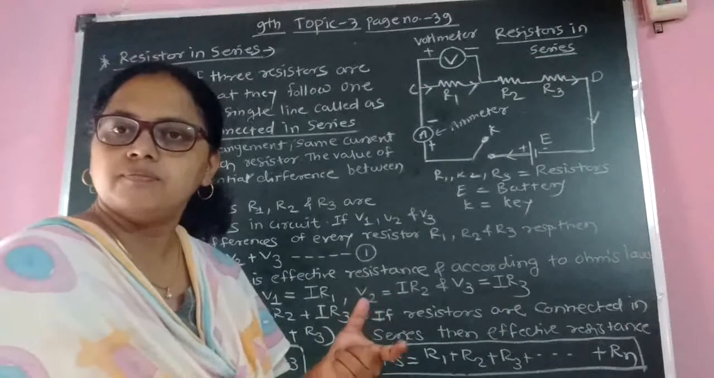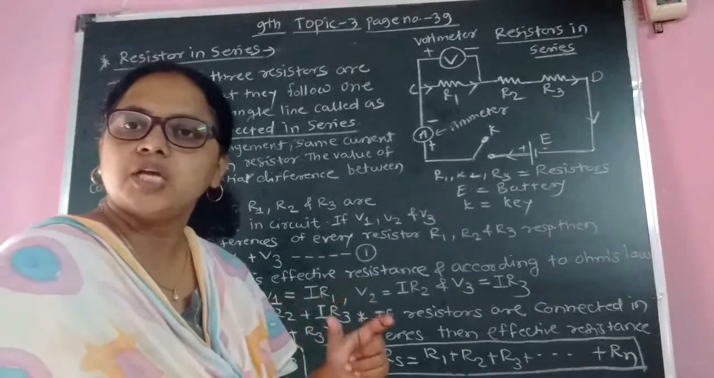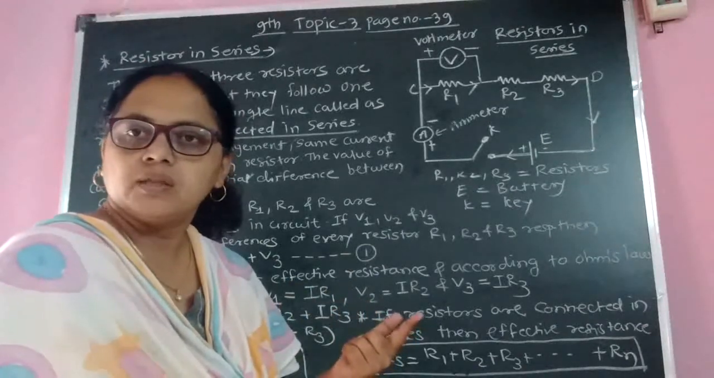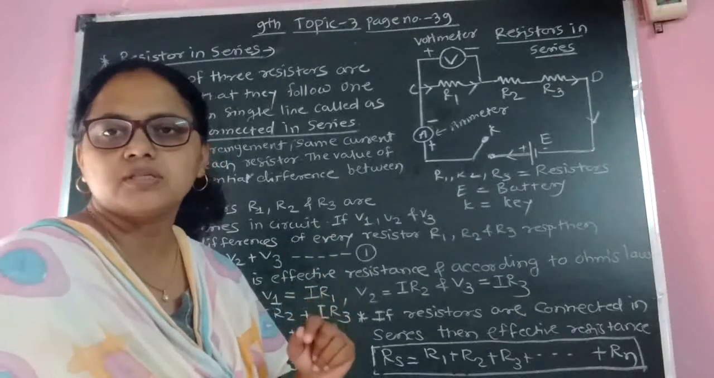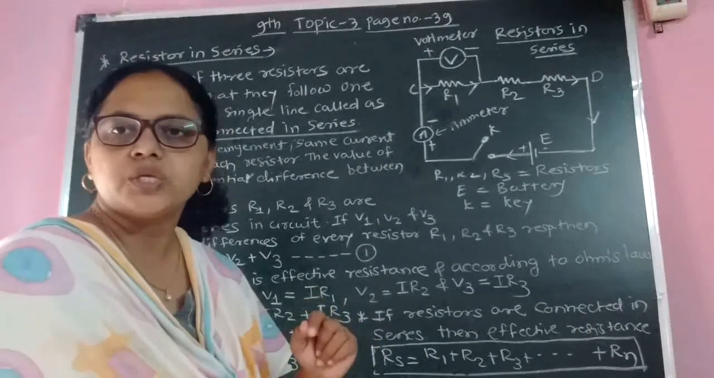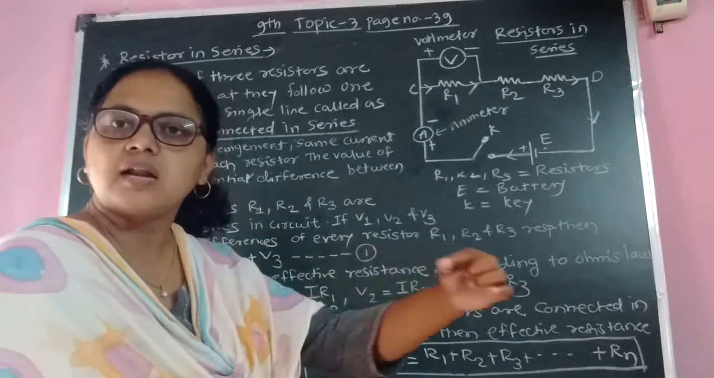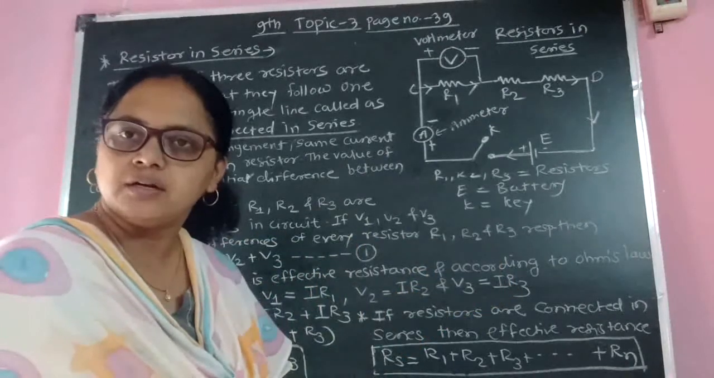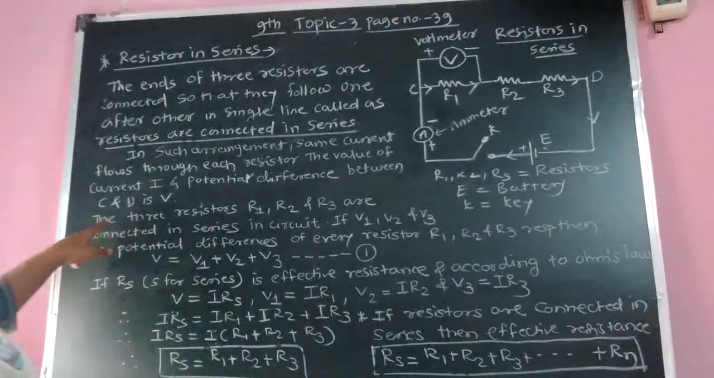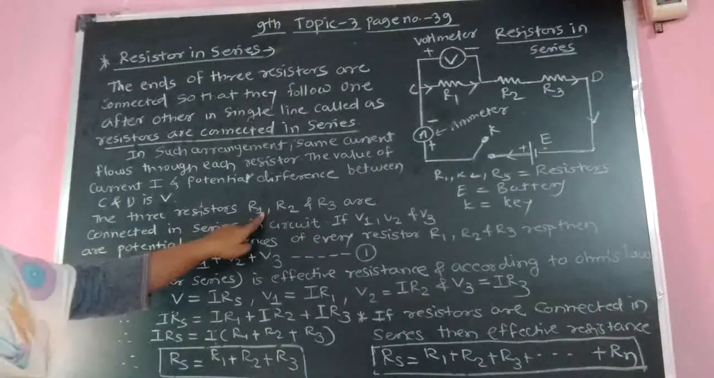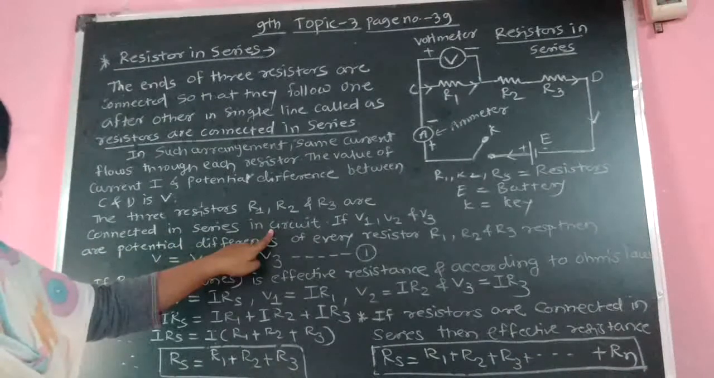But when we measure the potential difference across R1, R2 and R3, these potential differences are different. The potential difference across the resistor R1 is V1. The potential difference across the resistance R2 is V2. And the potential difference across R3 is V3. Always remember, when resistors are connected in series, they have the same value of current but different values of potential difference or voltage. Now you can see here the three resistors R1, R2 and R3 are connected in series in a circuit. That is, they are present in the same line.